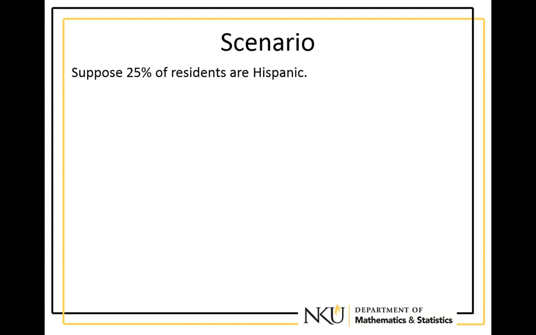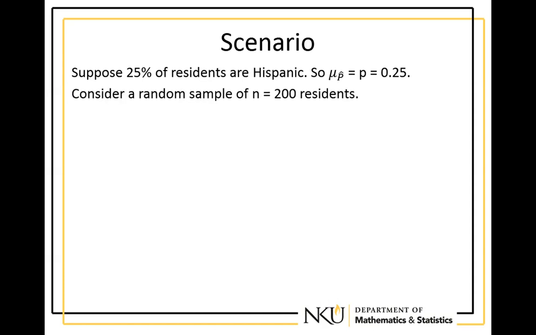Let's consider an example. Suppose 25% of residents are Hispanic. So the mean of all sample proportions, mu sub p hat, equals whatever the rate or the prevalence is in the population. So that would be 25% written as a decimal, or 0.25. Now consider a random sample of n equal to 200 residents. What do we know about the sampling distribution of p hat if we look at the sample proportion out of 200 at a time who are Hispanic?